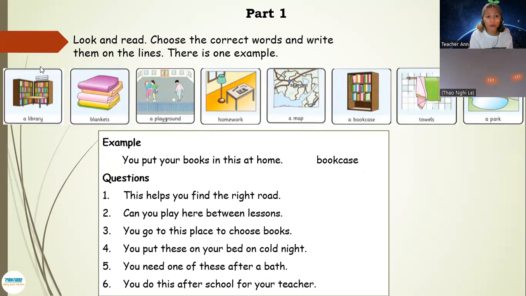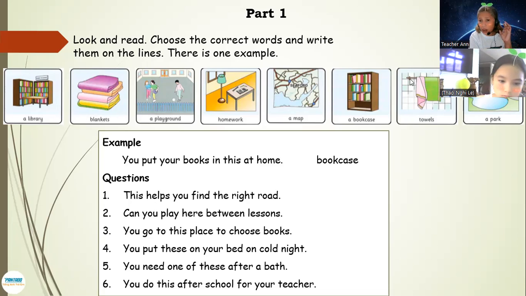We have library, blankets, playground, homework, map, bookcase, towels, and park. So you will find the answer from these words here. Okay? You choose. Okay, Nghi? Very good. Great. Go, Nghi.